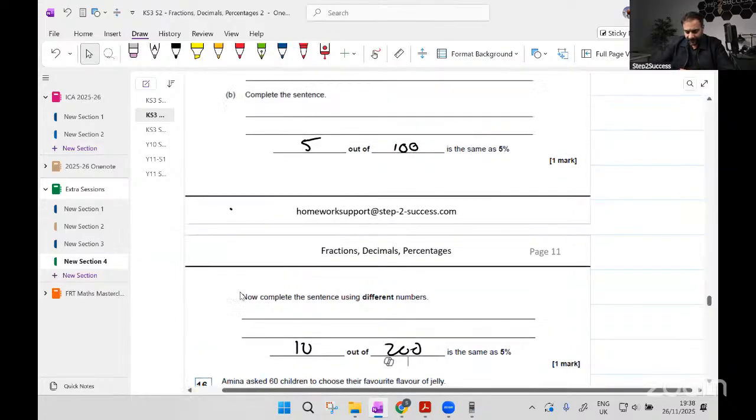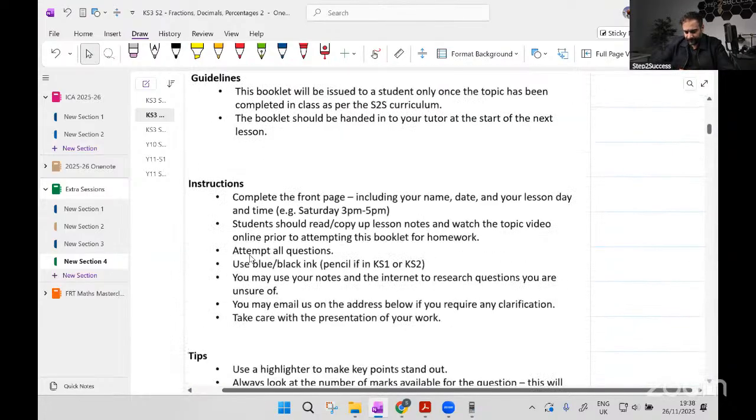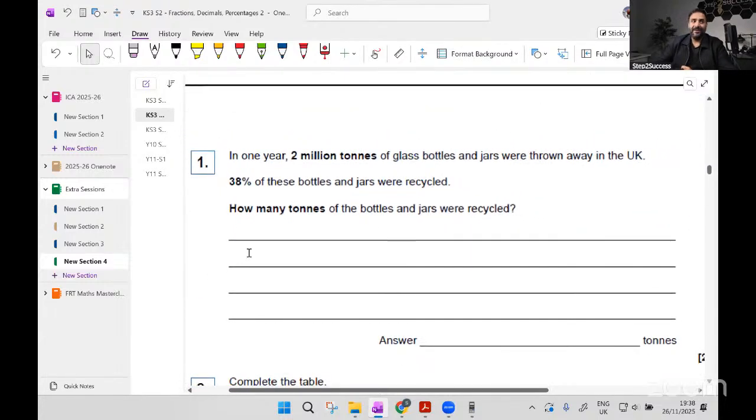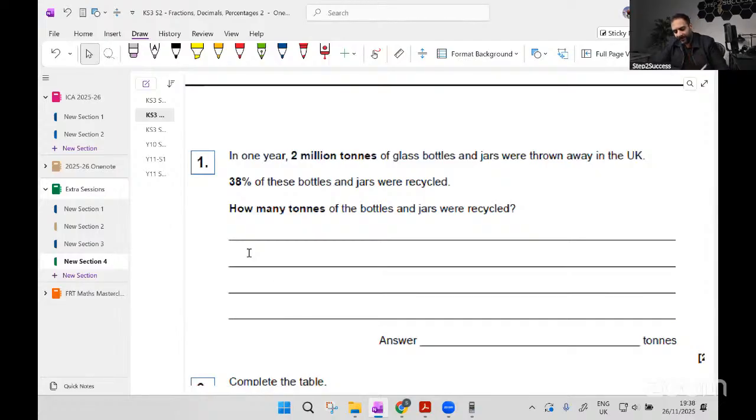Question one in this booklet. Okay. I mean, this is really, really easy. With a calculator, it's easy. 2 million tons of glass bottles and jars were thrown away in the UK. 38% of these were recycled. How many tons were recycled? This question is saying, what is 38% of that number?